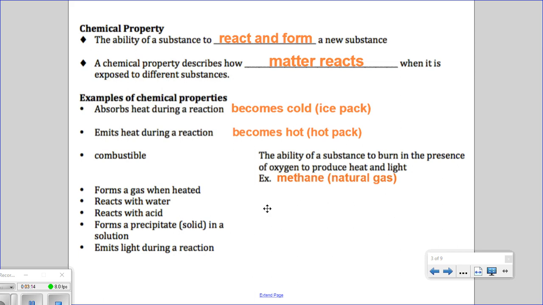Other chemical properties include forming a gas when heated, reacting with water, reacting with acids, and forming a precipitate. A precipitate is basically a solid in a solution, little bits of solid that form and then settle to the bottom of whatever the solution is in. Other properties include a substance emitting light during a reaction.